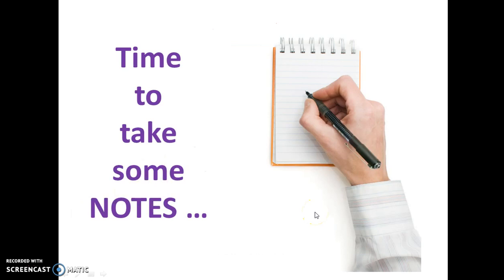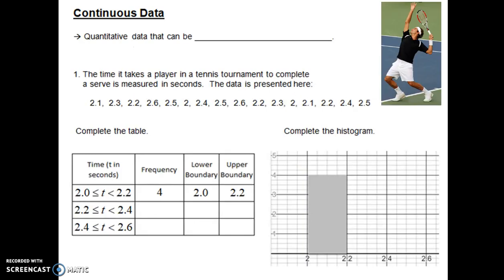All right, let's take some notes. So now let's use the paper that I gave you in class. We're going to add notes to that paper. First of all, we're going to look at continuous data. And a reminder, continuous data is quantitative data that can be measured. The situation we have here is there's a tennis player, and we've measured how long it takes the tennis player to complete a serve measured in seconds. So for example, one serve takes 2.1 seconds, another one takes 2.3, and so on.